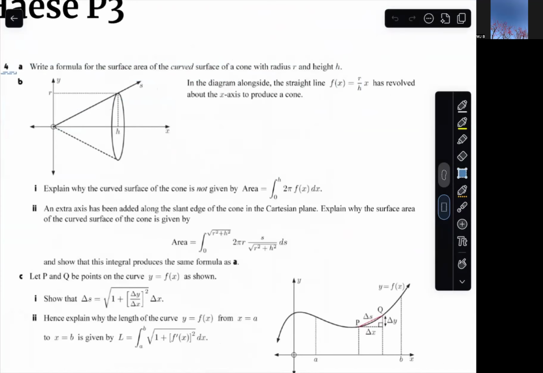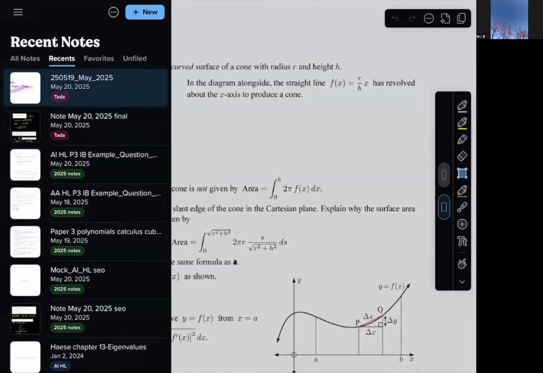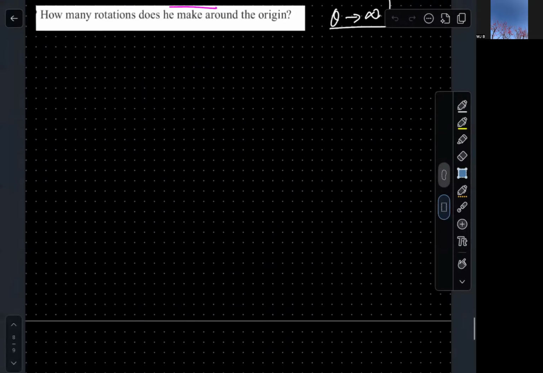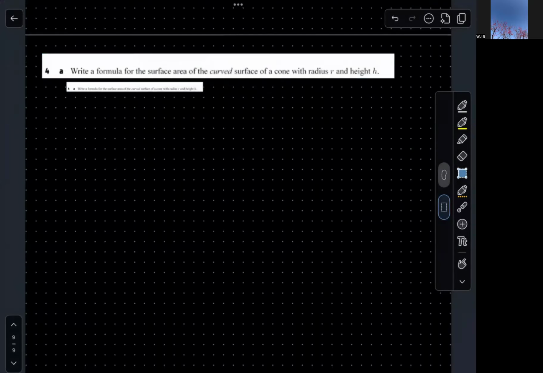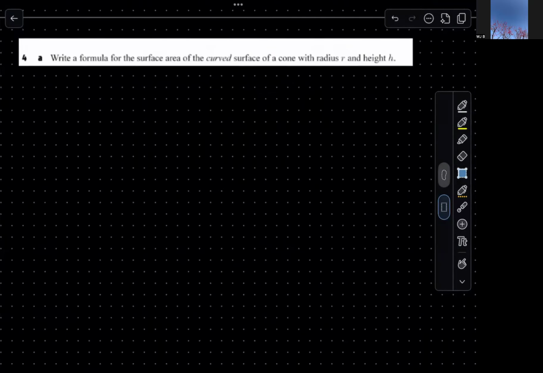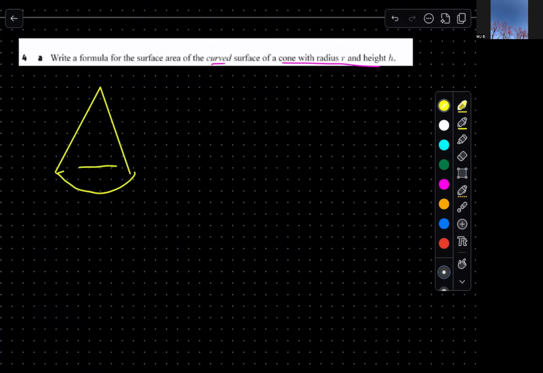Okay, so let's try to write down the formula for the surface area. It's going to be something with calculus and geometry, and hopefully, as you know, it's going to be something with the Riemann sum. It could be a Riemann sum of a rectangle. It can be a Riemann sum of the sector. Who knows? Okay, it says, all right, so write down the surface area of the curved surface of the cone with the radius of r, so I've got the cone with the radius of r and then the height.